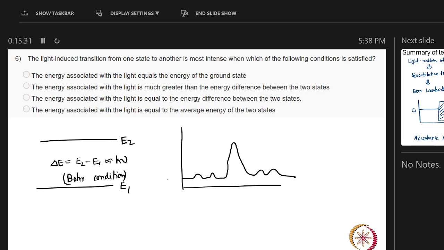In that case the denominator of the equation that we wrote in the previous slide will be minimum, so the probability will be very high, and that probability is directly related to intensity. So at that point the intensity will be highest. So this is your E2 minus E1 close to h nu.